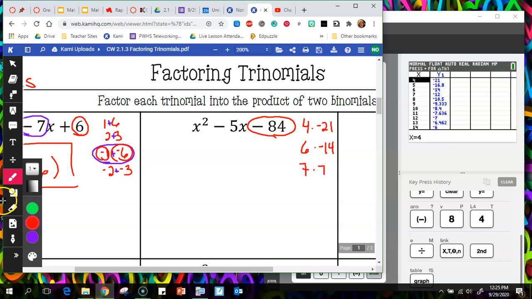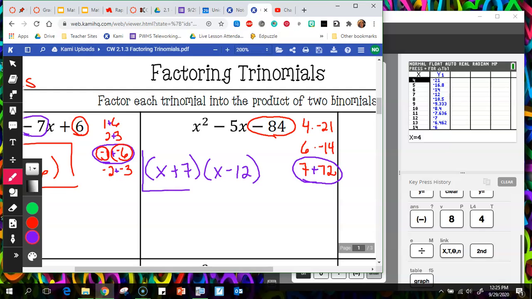7 times -12 is -84. If I put a plus sign in there, that would equal -5. So 7 plus -12 equals -5. So I have found my pair of numbers that needs to go in my parentheses: x plus 7, x minus 12, because this was a -12 right here.